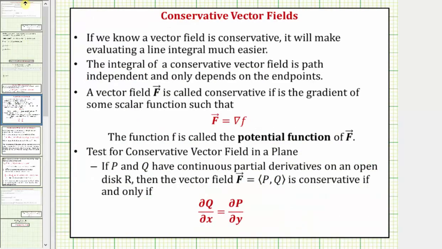For a quick review, we know if a vector field is conservative, it will make evaluating a line integral much easier. The test for a conservative vector field in a plane is given here, where if P and Q, which are the x and y components of the vector field F, have continuous partial derivatives on an open disk R, then the vector field is conservative if and only if the partial of Q with respect to x equals the partial of P with respect to y.